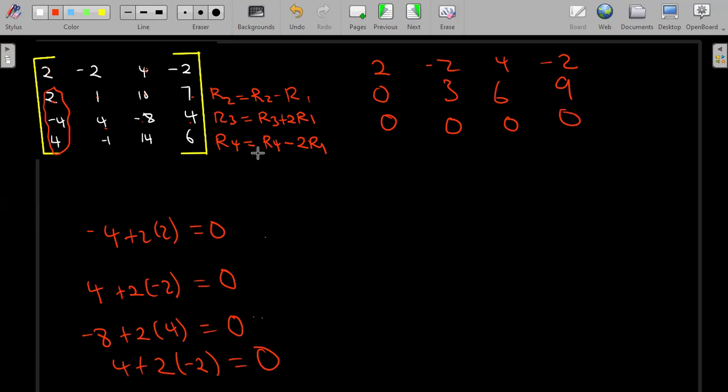What about row 4? Row 4, we are using this operation here. We start with 4, minus 2 times 2, which will give me 0. So I'll put 0. And then I go to the minus 1 and this minus 2, so it will be minus 1, minus 2, minus 2. This will be minus 1.